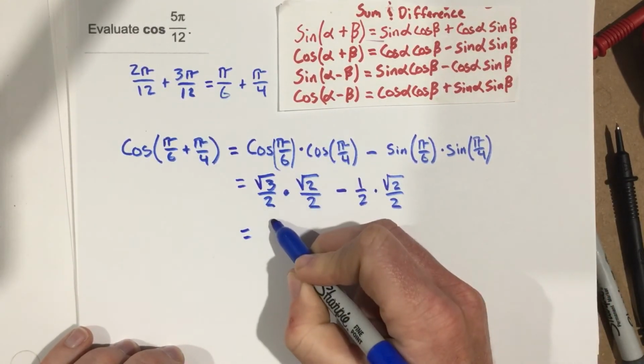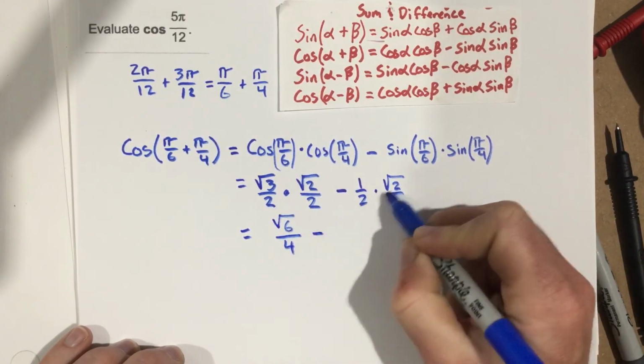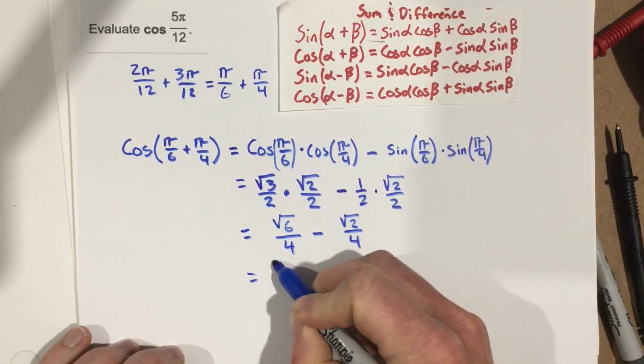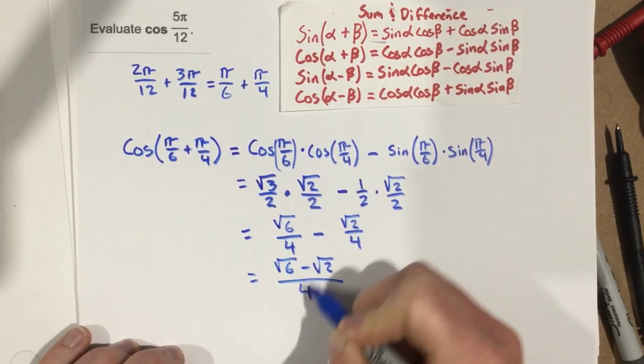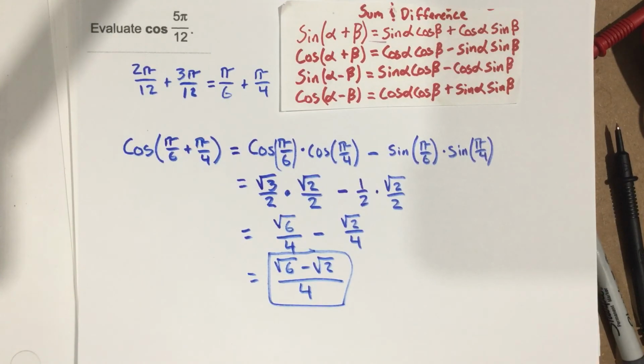Multiply those, you end up with root 6 over 4 minus root 2 over 4, which is root 6 minus root 2 over 4. And that's the solution for cosine 5 pi over 12.